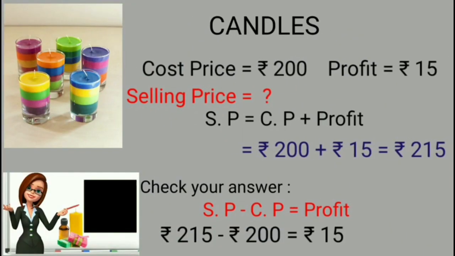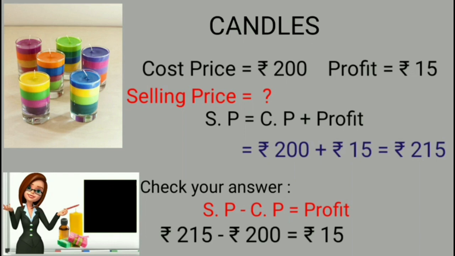Children, she is Mrs. Jenny. Mrs. Jenny used to take candle making classes online. So she sold candles in the fair. The cost price of a pack of 6 candles is 200 rupees, and she sold a pack of 6 candles at a profit of 15 rupees. So we had to find the selling price of a pack of 6 candles.